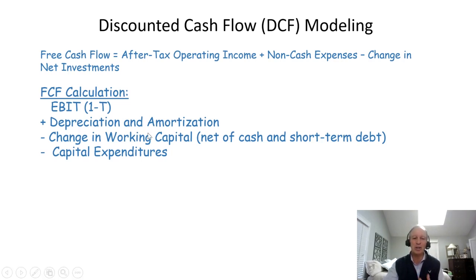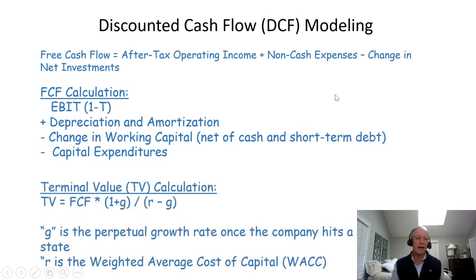Okay, so it's minus the change in working capital, and then also minus capital expenditures. So if I think about all what's happening here, I'm taking the after-tax operating income, I'm adding back in non-cash expenses, and then I'm subtracting change in net investments in my firm. All right, change in net investments. So that includes short-term investments and long-term investments like CapEx, adjusted for depreciation and amortization.